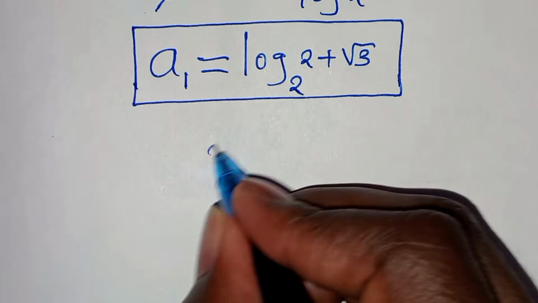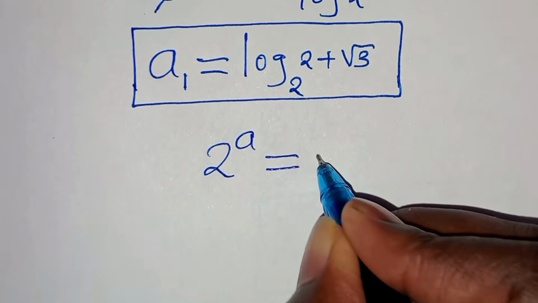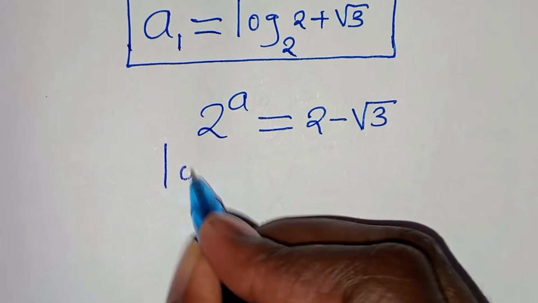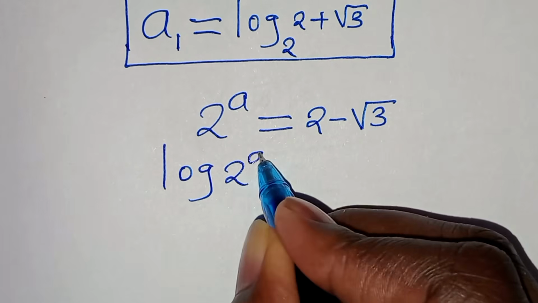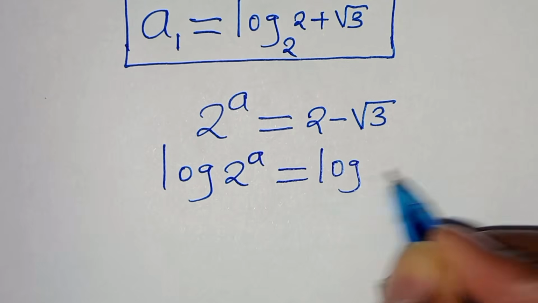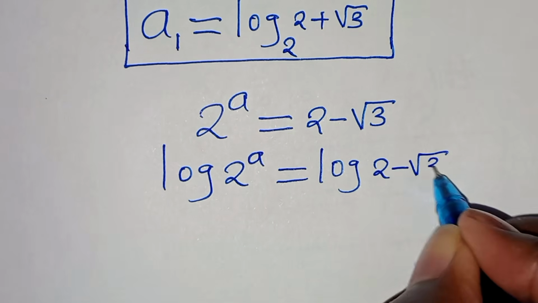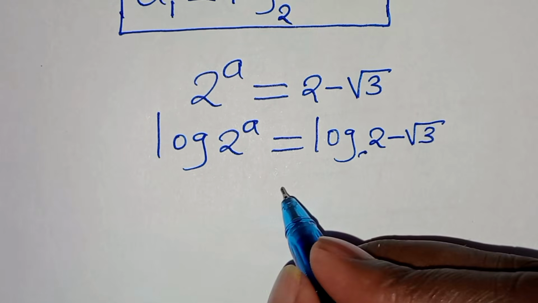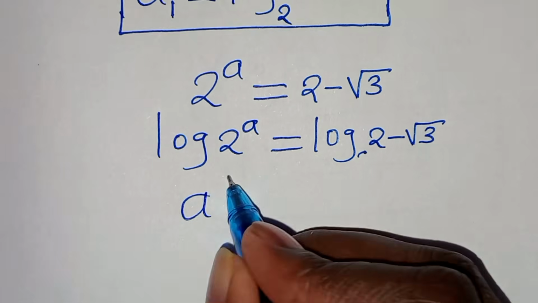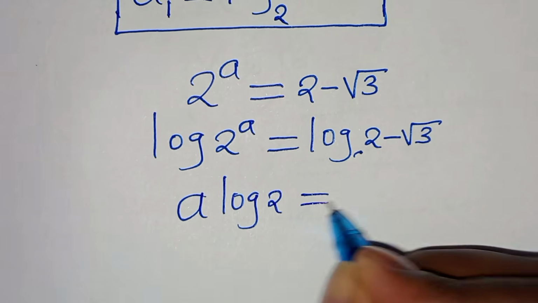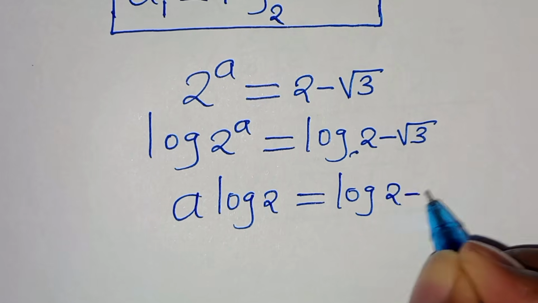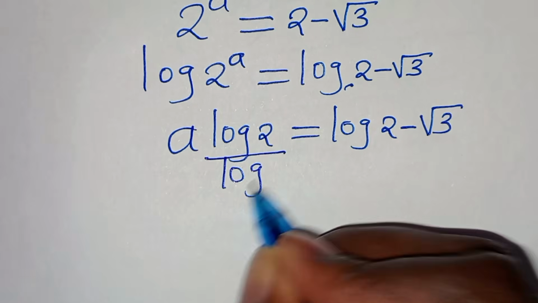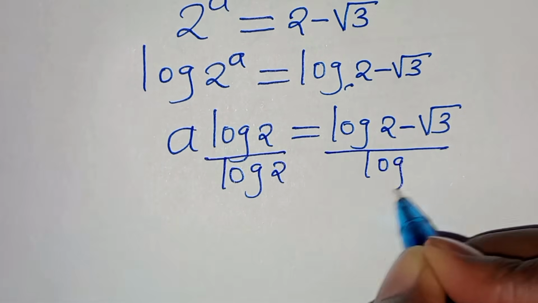Again, we have 2 to the power of a equal to 2 minus square root of 3. Again, we introduce logarithm here, log 2 to the power of a is equal to log of 2 minus square root of 3. So that now, log 2 to the power of a, applying the power log property, becomes a log 2. This is equal to log of 2 minus square root of 3. So let's divide both sides by log 2.